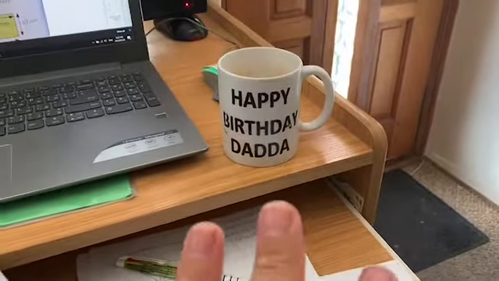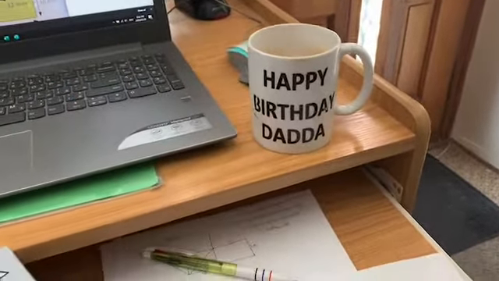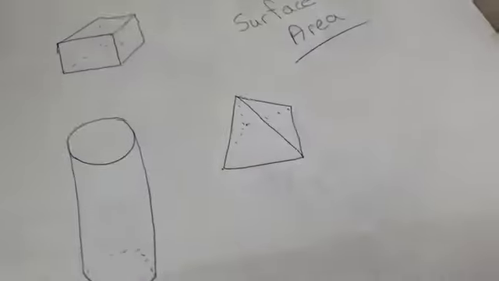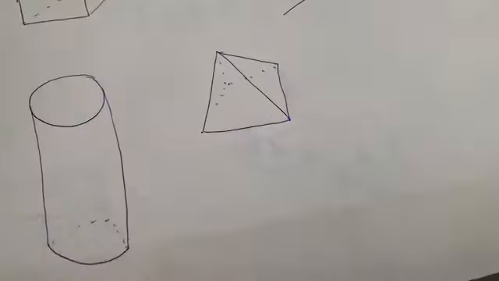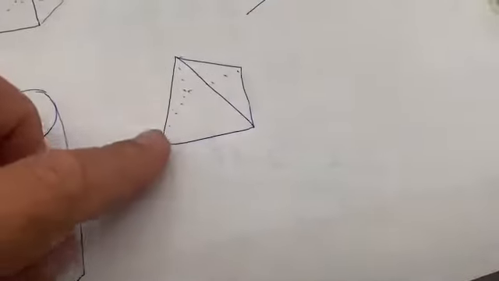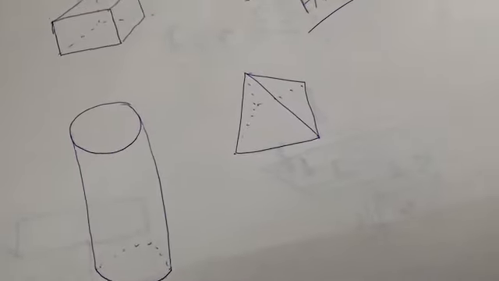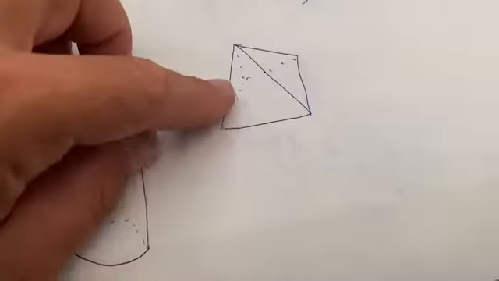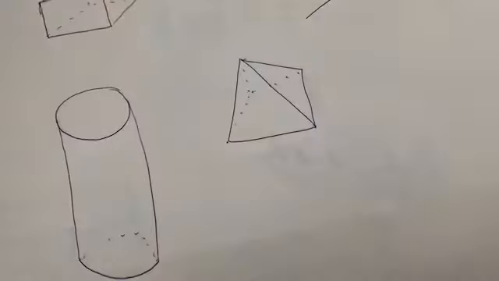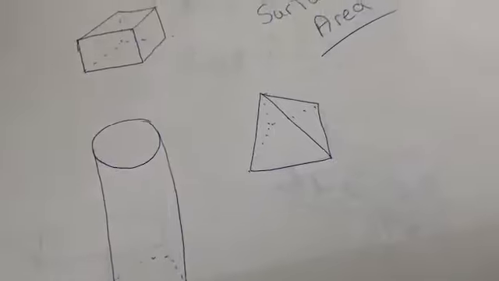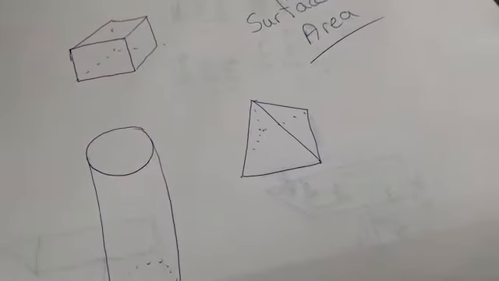We're not going to worry about cylinders just yet because of the circle aspect of it, but we are going to focus on shapes that have got squares, rectangles, and triangles for now. Obviously we know for a rectangle and a square, the formula is length times breadth, and the formula for the area of a triangle is half base times perpendicular height.